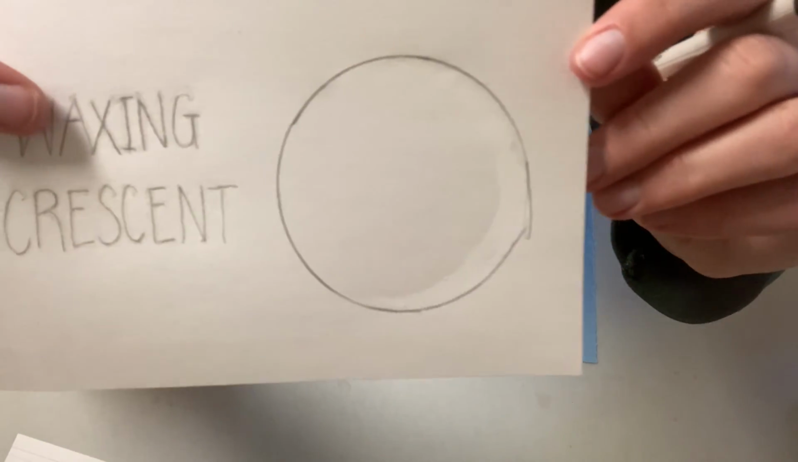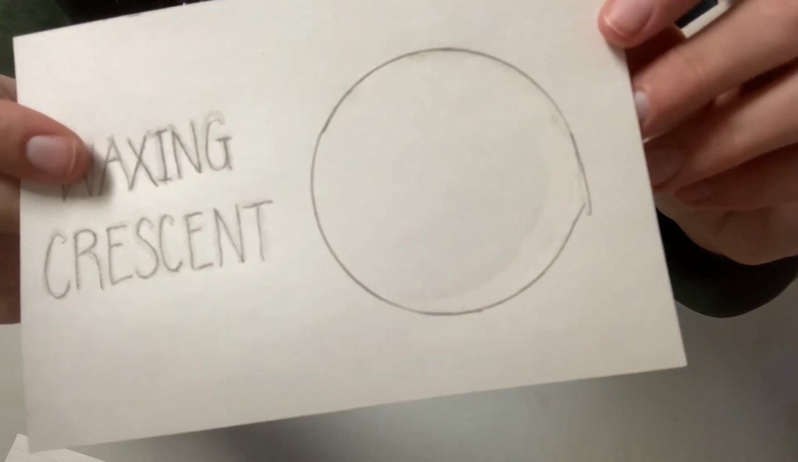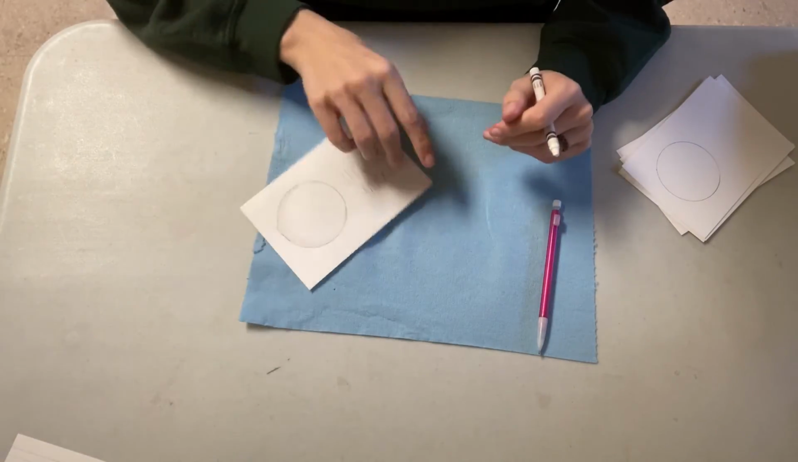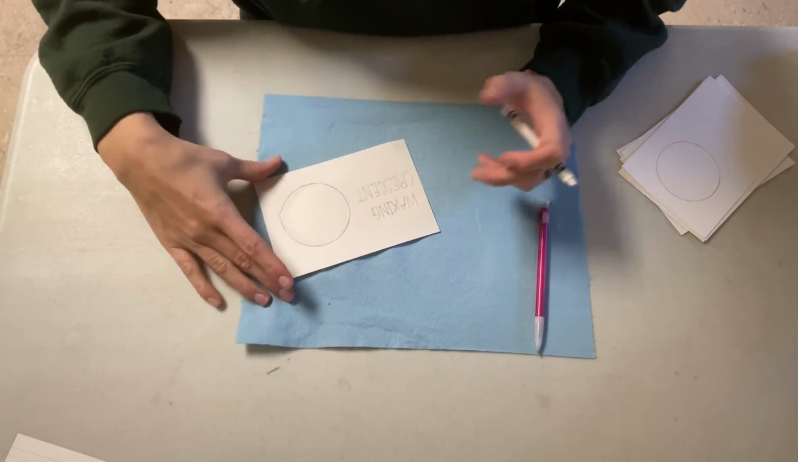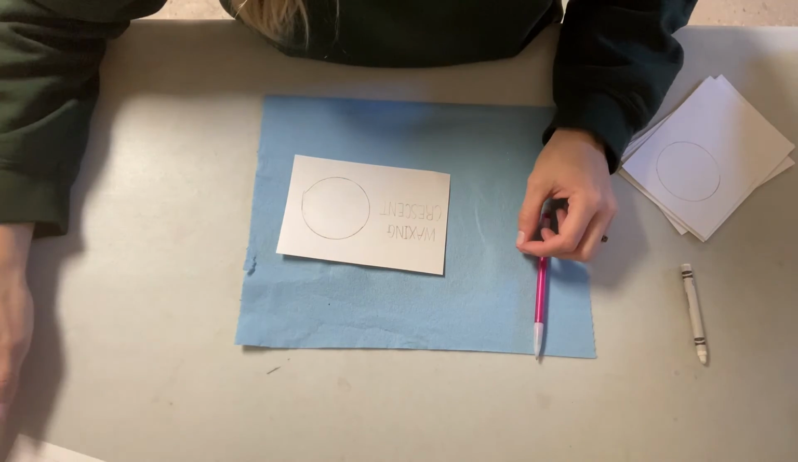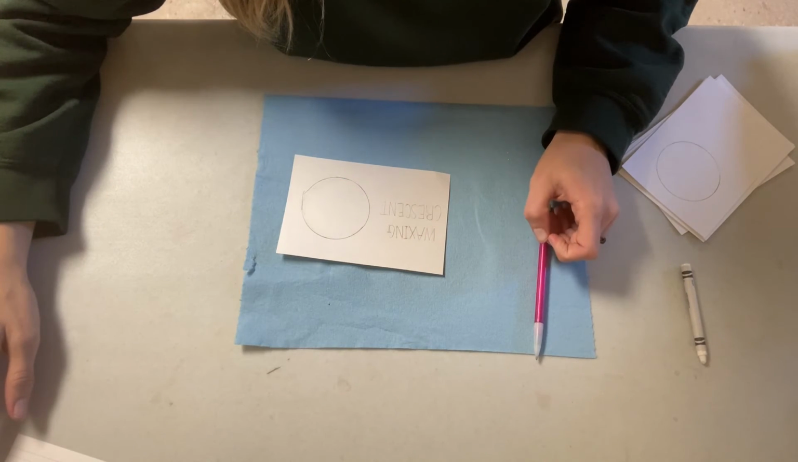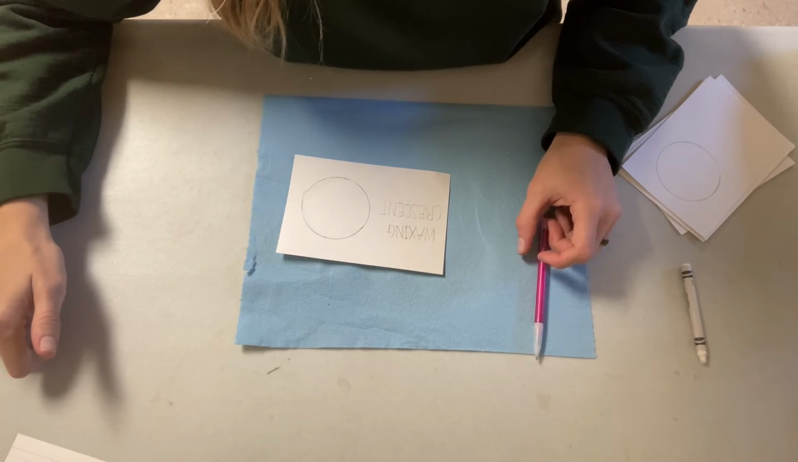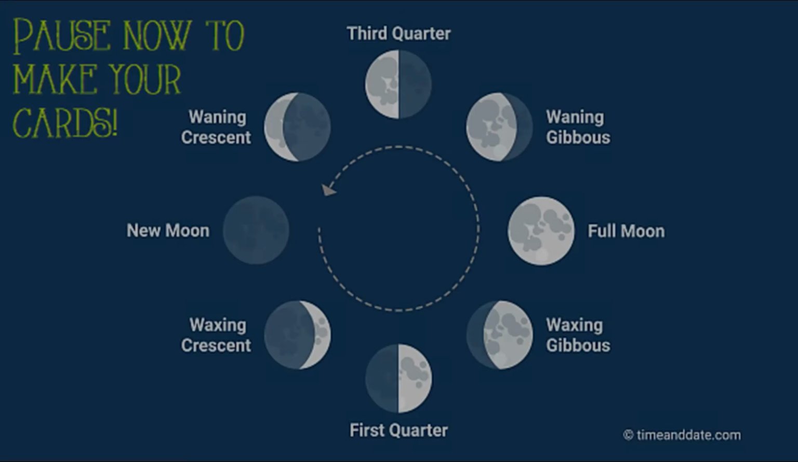So it's kind of hard to see, but if you look very closely, you can see where I drew my crescent. Now I'm gonna speed through these other ones since I already made two of them. So you guys can keep moving through your phases and I'll have them up on the screen so you know what each phase is.